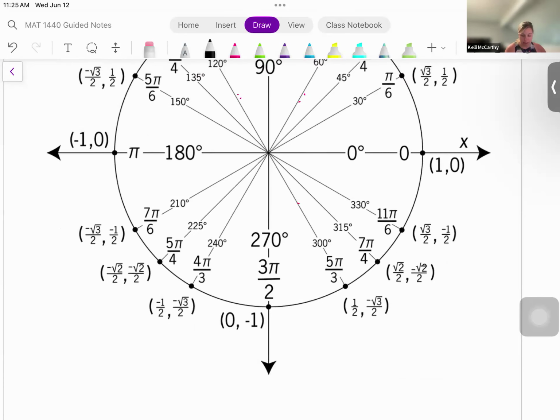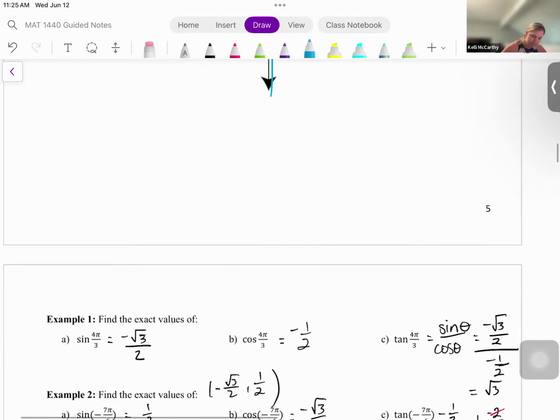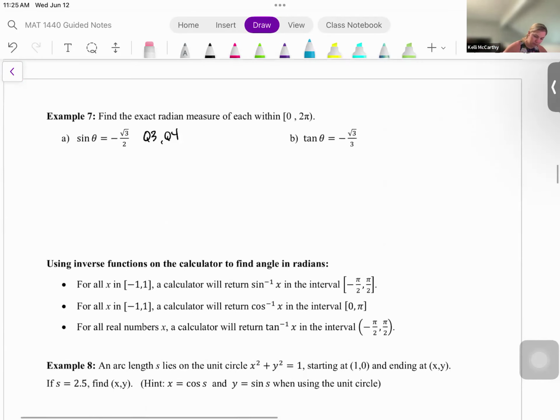So again, sine is our y value. So where do we have negative square root of 3 over 2? We have it here at 4 pi over 3. And if you look across, it also happens at 5 pi over 3. Again, this is a coordinate grid. So if we think about this, here's our y-axis in blue. This horizontal line, anywhere it intersects the unit circle, is going to have the same y value. So theta is equal to 4 pi over 3 and 5 pi over 3.